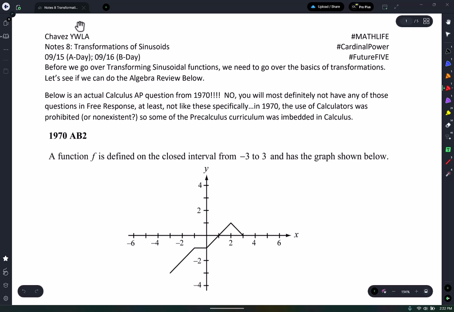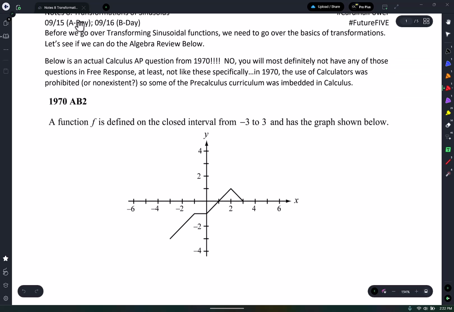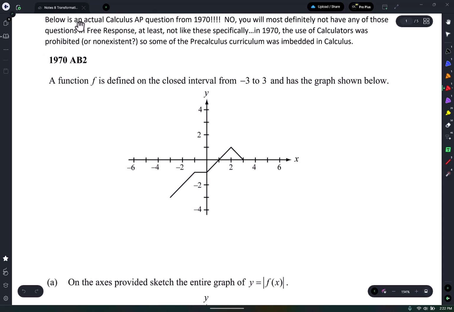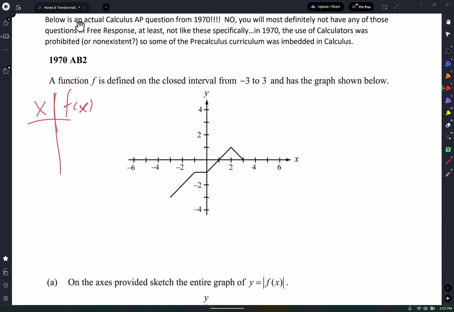Obviously, the Calc exam is not like this anymore, but here it is. This is like your original. The first thing I'm going to do, guys, is make a table. I'm going to say x, and I'm going to call it f of x. I can see that I have everywhere from -3, so I'm using these points here: -3, -2, -1, 0, 1, 2, 3.